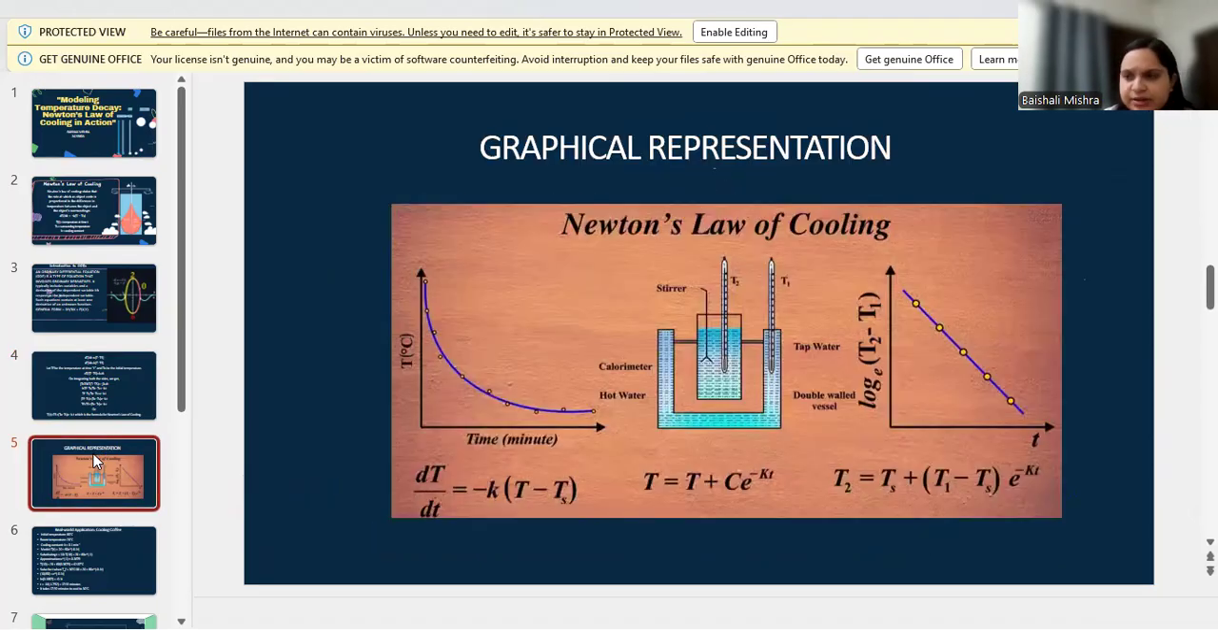Then we will see the graphical representation of Newton's law of cooling for better understanding, so that we also have a visual image. Here I took a graph, and in the graphical presentation we see how the temperature changes quickly at first, and then how it gradually decreases.